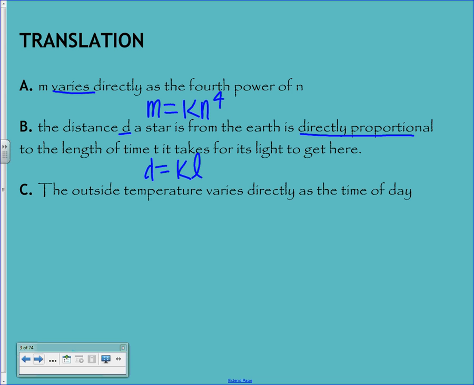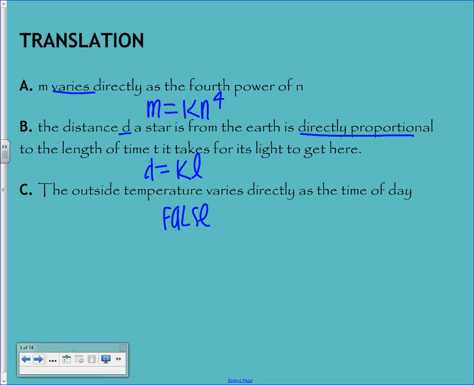Example C, true or false? The outside temperature varies directly as the time of day. So the question you're going to ask yourself is, as the time of day increases, does the temperature increase? Well, yeah, until about noon, but then the temperature goes back down, right? So that would be false because it doesn't just do one thing, it goes up and then goes down.